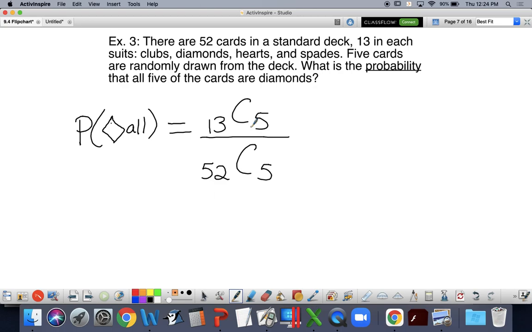Which ends up being only about a 0.05%, that is already in percentages, chance that you're going to get a flush. It's hard to get, right? This is why, if you play a 5-card game, try to make something wild, so it makes it a little bit easier. But that's how we figure out these probabilities.